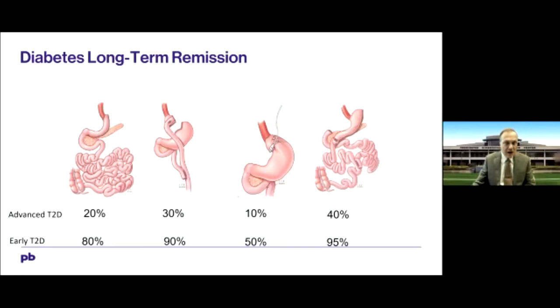When you compare the most common procedures, gastric bypass and sleeve gastrectomy, the data does suggest that the gastric bypass is superior in terms of long-term glycemic control and remission, with comparable risks overall in terms of major complications.